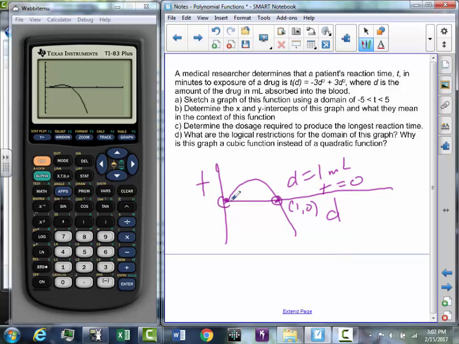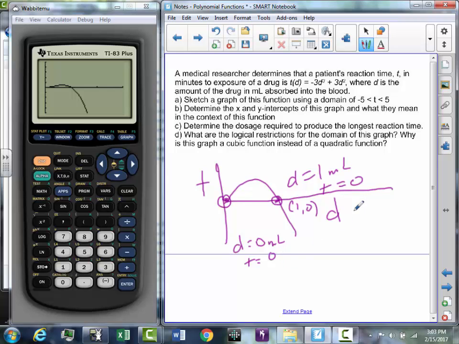What does this intercept over here mean? Well, this is 0 and 0, right? So this would mean that your dose would be nothing and time would be nothing. So I want to reread this one here again. It says the reaction time to exposure of a drug is this. So I don't think this is actually how long it's been. This is how long it takes for you to react, let's say. So if you have no drugs in your system, how long does it take for you to react? It takes you no time to react, because there's no drugs in your system.